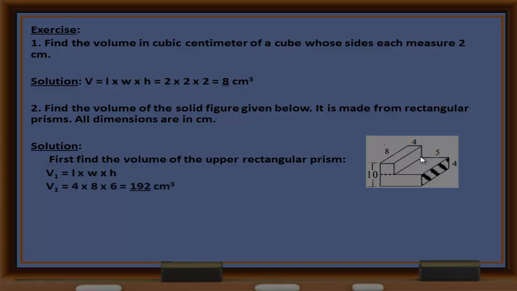Therefore, 4 times 8 times 6. 4 times 8 is 32. 32 times 6 is 192 centimeter cube.